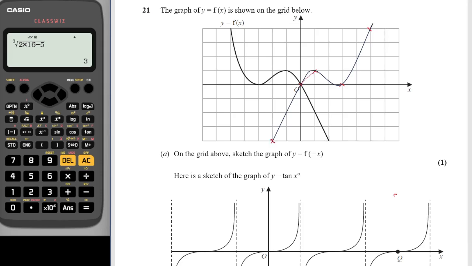I would have preferred it to have been a bit more like that, but you can see that's my principle of the curve.